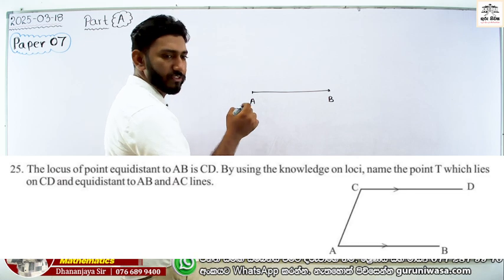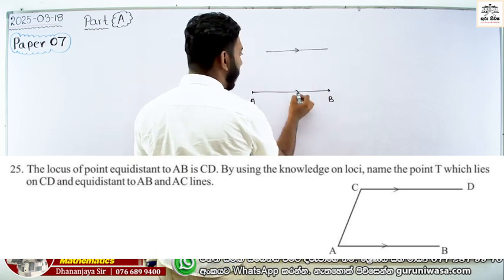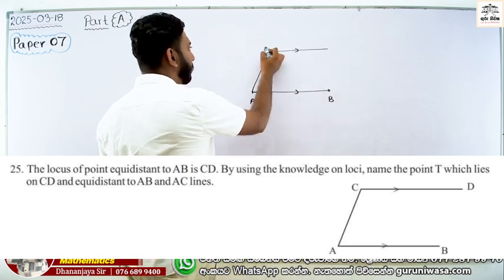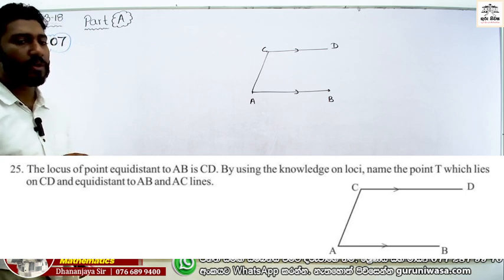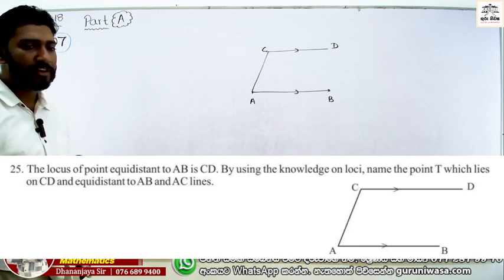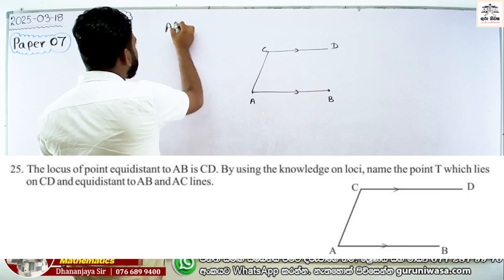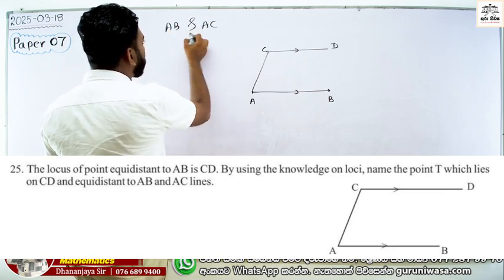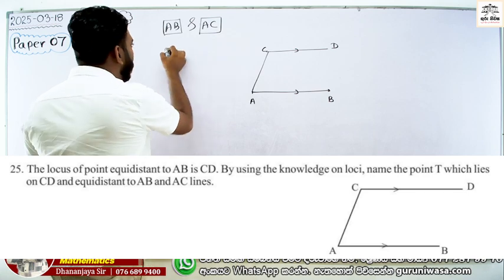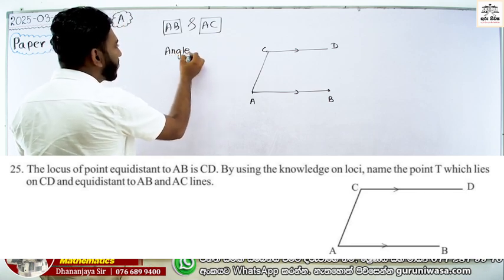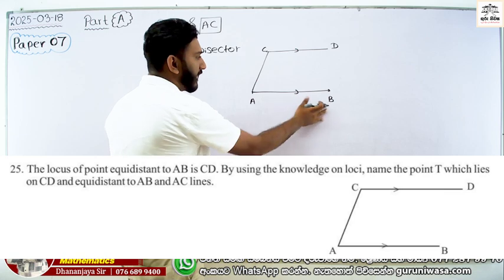Therefore, equidistant. The locus of a point equidistant from a straight line is a parallel line. Yes, we know that. It is already given. And using the knowledge of loci, name the point P which lies on CD and is equidistant from AB and AC. Now look at that. There are two straight lines. Therefore, the locus is an angle bisector. How to draw the angle bisector of AB and AC?